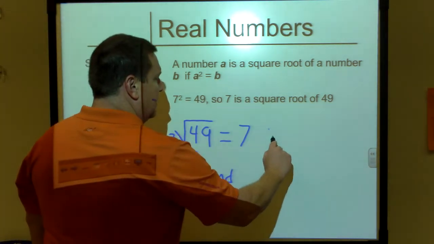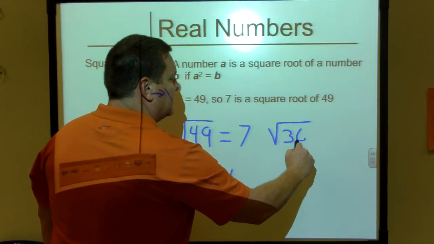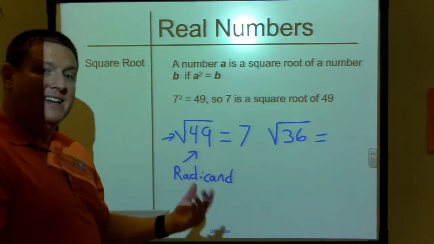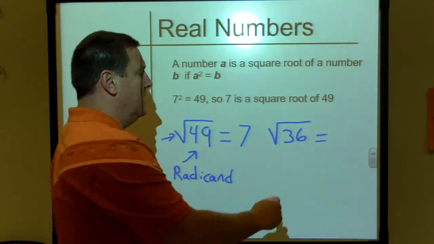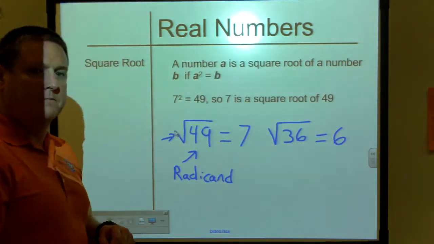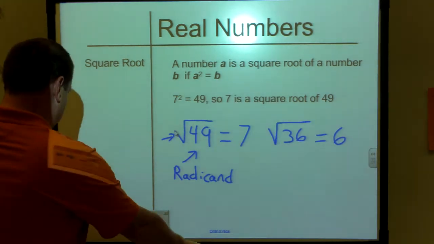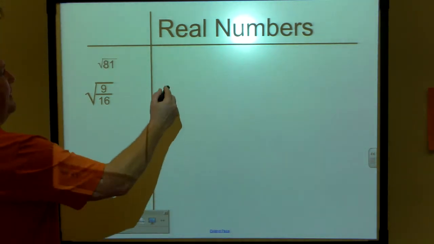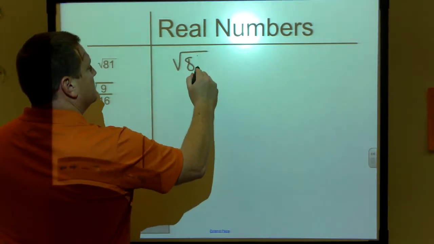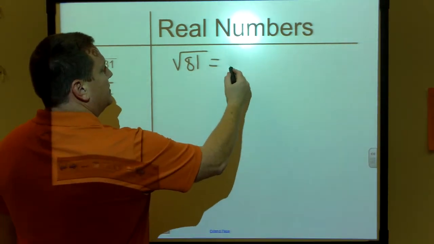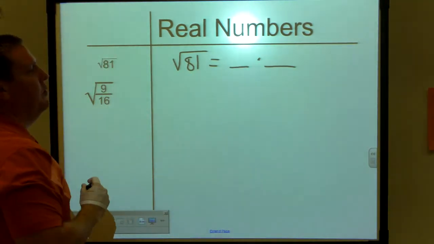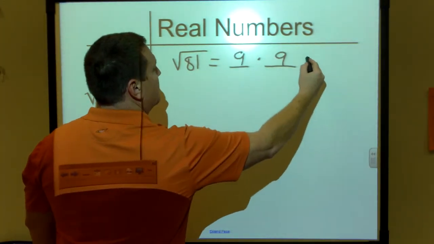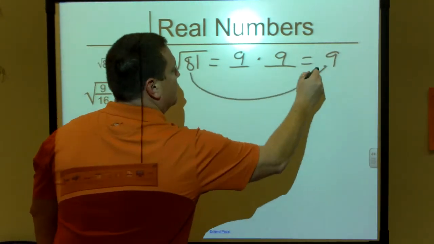Another example might be the square root of 36. And we think to ourselves, what squared, or what to the second power, or what times itself gives you 36? And that would be just 6. Here's a couple other examples. Square root of 81. So we're thinking what times itself gives you 81, and that would just be 9. 9 times 9 gives you 81, therefore 9 would be the square root of 81.